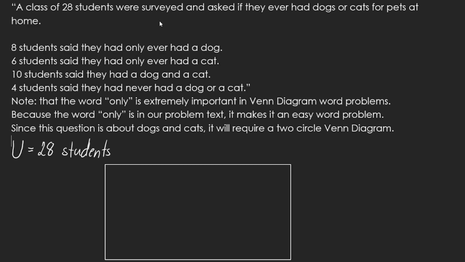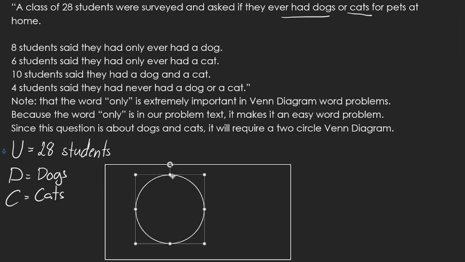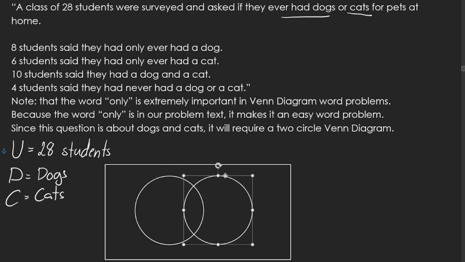Then identify how many sets you have. In this case, it is those who had dogs and those who had cats. Let D be those who had dogs. Let C be those who had cats. And for each one in the Venn diagram, it is going to be a circle for one and another circle for two. Labeling this as our universal set, C for cats, D for dogs.